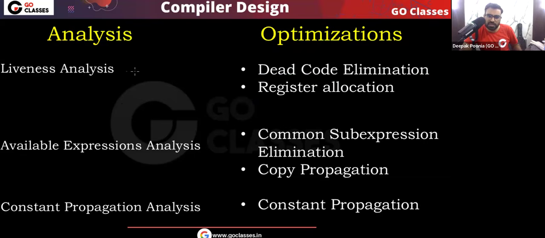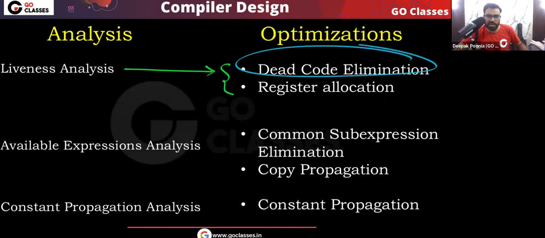So this liveness analysis will enable us to perform these two optimizations or transformations: dead code elimination and register allocation. Both of them we will study; both are in the GATE syllabus. Next, you can see there is another analysis. That analysis is basically available expression analysis.